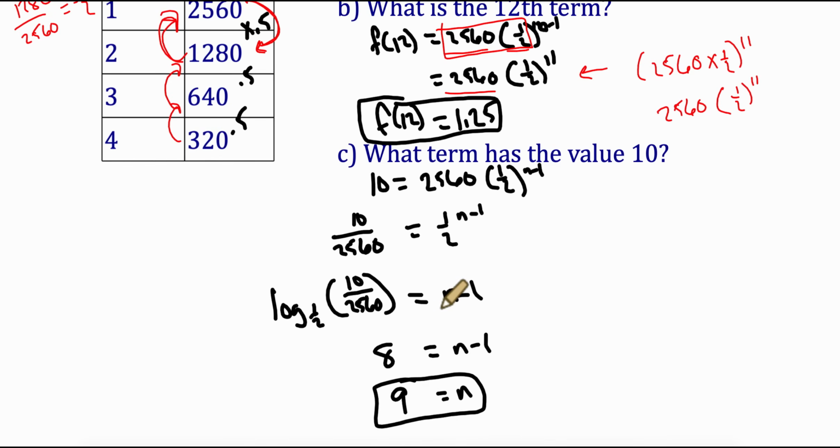Down here, what term has a value of 10? So I want to know, when will the sequence equal 10, right? 2560 times 1/2 to the n minus 1. I divided both sides by 2560. I recognize that if I took the log base 1/2 of this, it would cancel on this side, and I'd get n minus 1. The log base 1/2 of 10 over 2,560 is 8. 8 equals n minus 1. Add 1, and I got 9. So there you have it.